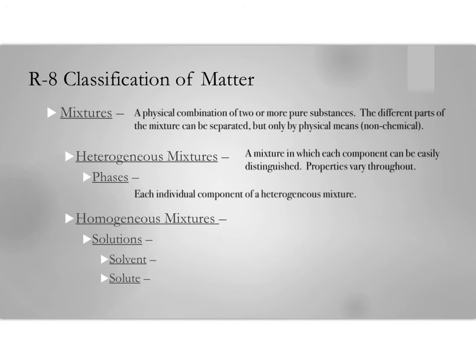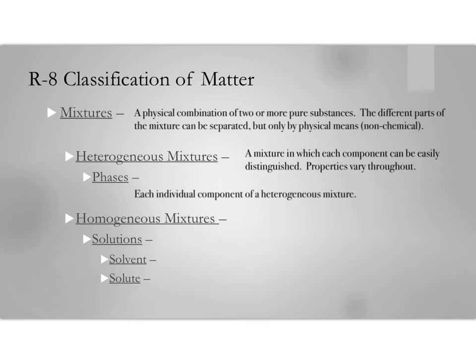Another example might be salads. You've got the lettuce, the tomato, the salad dressing, cheese, carrots, croutons, whatever. Those are all things that you can see and touch separately. They each have their own individual properties, and even within them they have their own different properties. So the properties of heterogeneous mixtures vary throughout. Each individual component in these heterogeneous mixtures is what we call a phase.